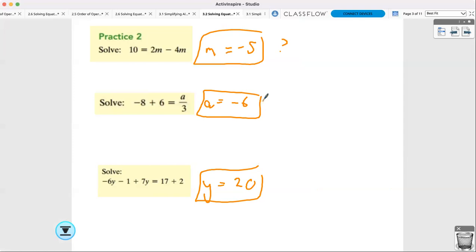Anyone wanna share what else they got, guys? Anyone wanna say they got the same thing for the first one, negative 5? So if you got negative 5 for m for the first practice problem, you're correct. We got negative 6 for the second one, you are correct. And if you got 20 for the third one, you're correct. Any questions, guys, on any of the steps or problems that we did in this practice set? Any questions at all?